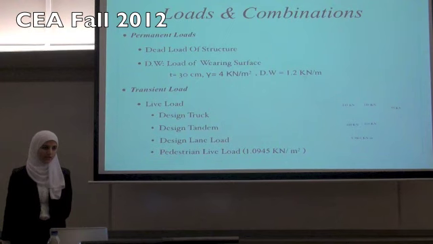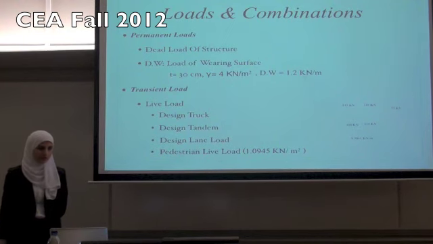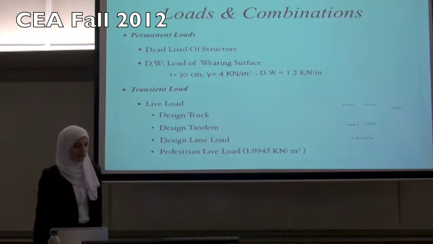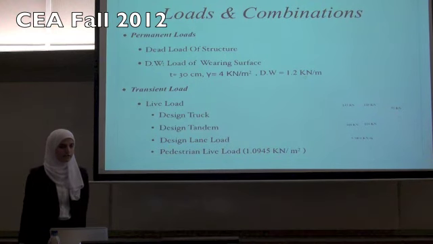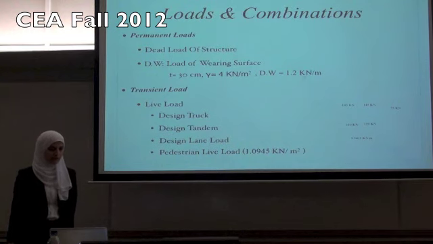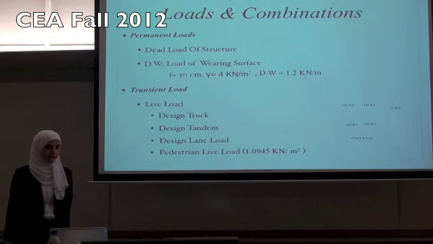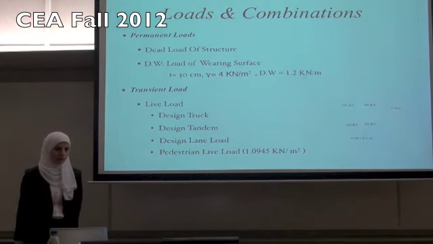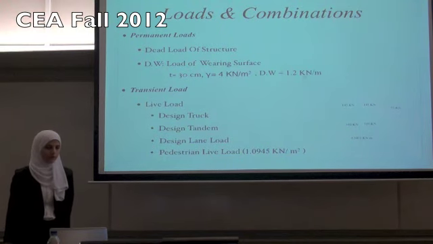We have design truck, design tandem, and design lane. For design truck, as you can see in this picture, we have the front axle load weighs 35 kN, the drive load weighs 145 kN, and the rear one 145 kN. For design tandem, we have two axles, each one weighs 110 kN. And for the design lane, we have a uniformly distributed load of 9.3 kN per meter. In addition, we have a pedestrian live load, which is 1.09 kN per meter.